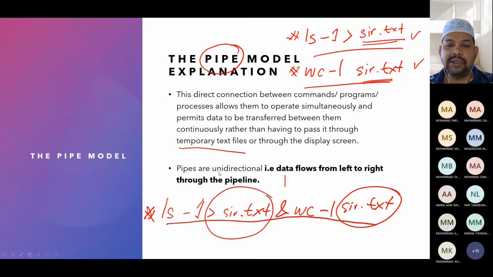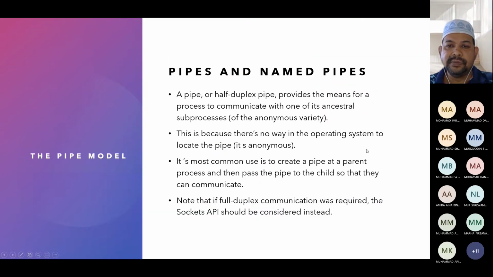Okay, pipes are unidirectional. For example, data flow from left to right through the pipeline. Okay, kita ada pipe and name pipes. A pipe or half duplex pipe provides the means for a process to communicate with one of its ancestral subprocesses of the anonymous variety. This is because there is no way to name it. Its most common use is to create a pipe at a parent process and then pass the pipe to the child so that they can communicate.